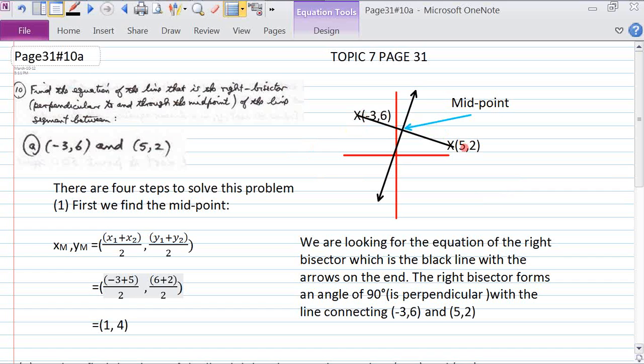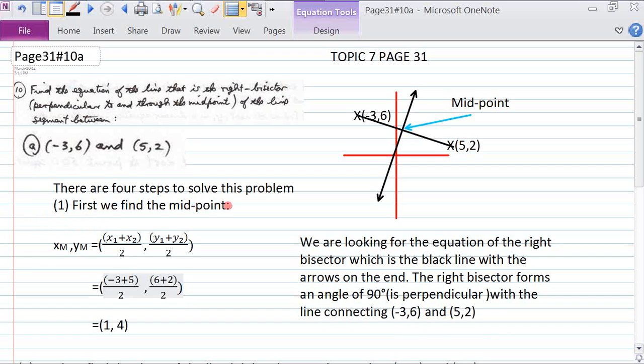So you're connecting these 2 points, you're finding the midpoint, and then you're drawing a line that cuts the line segment in half with an angle of 90 degrees, which means it's perpendicular to it. So we are looking for the equation of the right bisector, which is the black line with the arrows on the end. The right bisector forms an angle of 90 degrees, which means it's perpendicular to the line connecting -3,6 and 5,2. In order to do this, there are 4 steps to solve this problem.